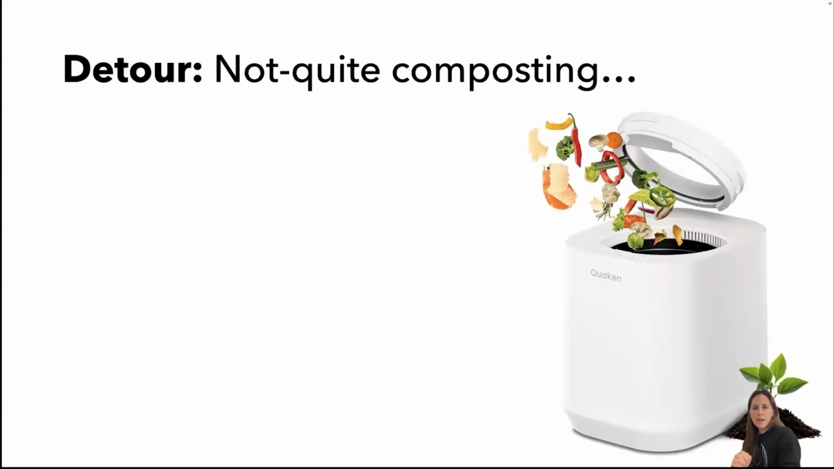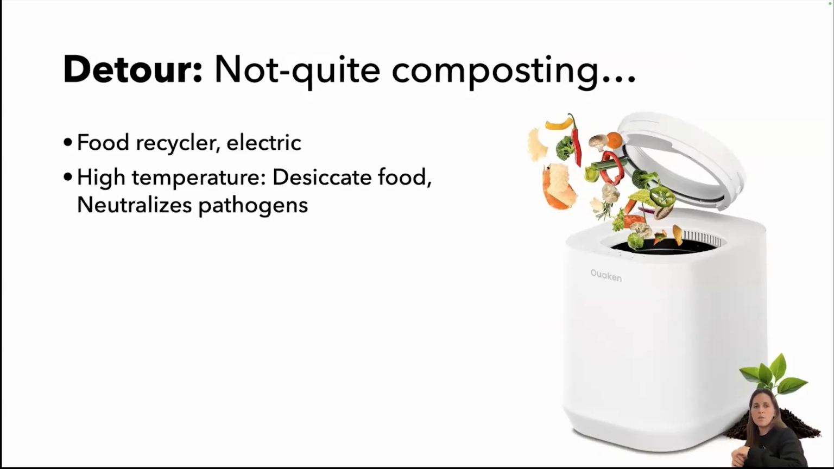All right, so a quick detour. This is not quite composting, but this is a food recycler, and it is an electric way to handle food scraps. The way that this works is that it uses high temperature to first desiccate the food and then neutralize the pathogens. It just sits on your counter. Let's say that you've got some food waste. It doesn't matter. It can be chicken bones, any of the small bones. You can't do a big one like I did with the turkey, but you can do small bones. You can put those in there. Any type of food waste goes in, and then it just grinds, desiccates and grinds, desiccates and grinds.